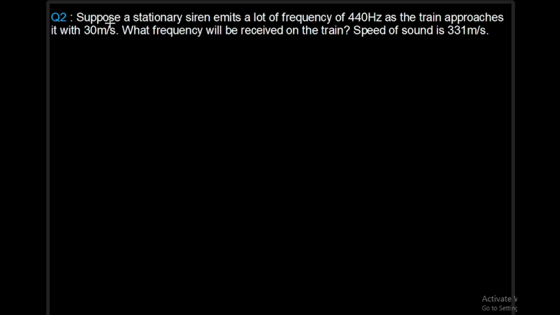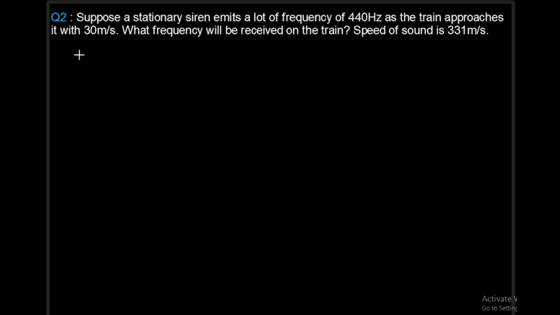Now in this question, they said, suppose a stationary siren emits a lot of frequency of 440 hertz as the train approaches it with 30 meters per second. What frequency will be received on the train? Speed of sound is 331 meters per second. So here we have a siren and we have a train. So which is our source of sound? This siren is the one emitting the sound, so it is the source of sound.